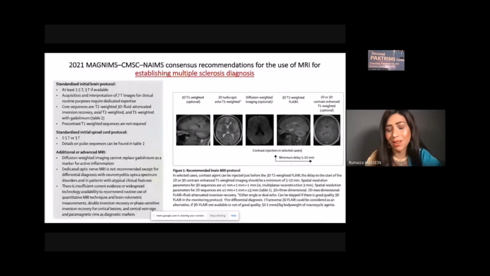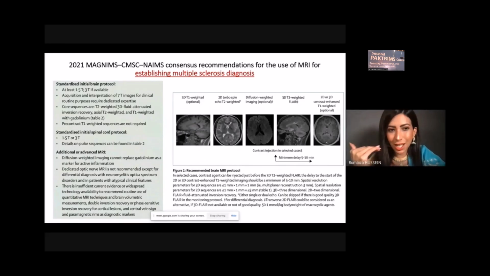And we all sense that, as clinicians, during the follow-up, and sometimes when the patient presents for a second opinion, all that we ask for, apart from the examination, is the serial MRI that the patient has been through, right? So in 2021, the MAGNIMS consortium published a consensus recommendation for the use of MRI in establishing the MS diagnosis.